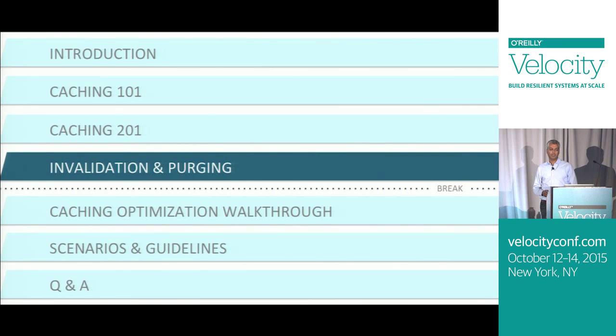So next, we're going to talk about invalidation and purging. I want to pause and just ask you guys, are there any questions so far? We went through caching as a concept. We went through some basics about caching. We went through some advanced techniques. We're going to apply most of those techniques in the second half, where we'll actually show you how we implemented them in a real-world scenario. But any questions before we go into invalidation and purge?